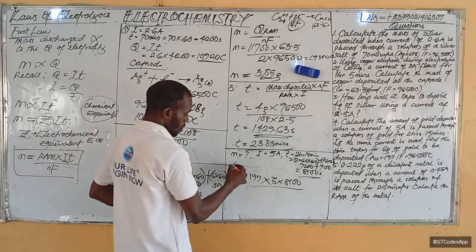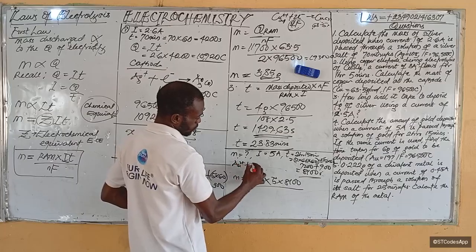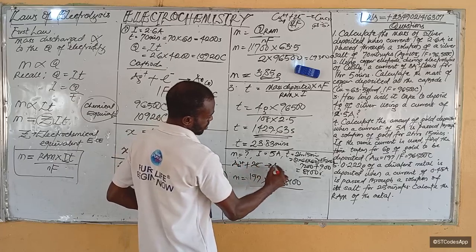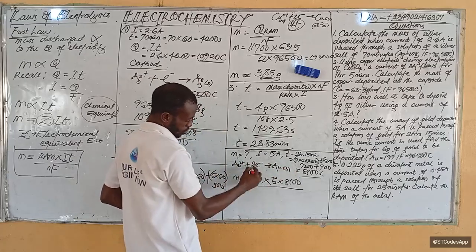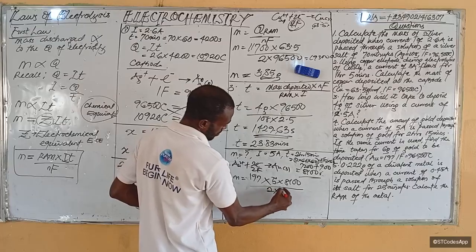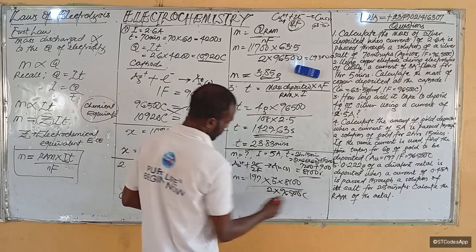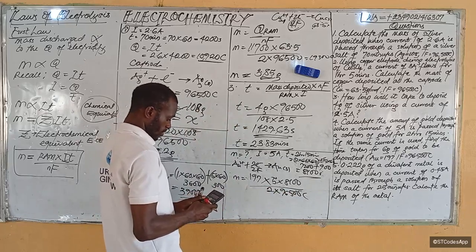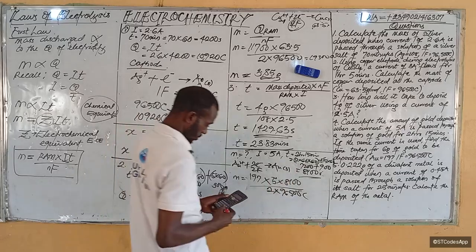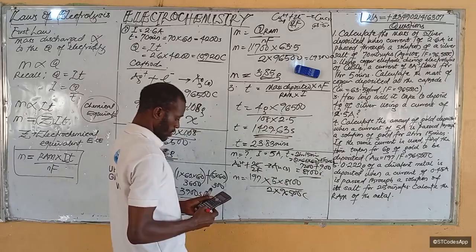So to deposit gold is Au2+ plus 2e- to give Au solid. So we need 2F, right? So that will be 2 times F, which is 96,500 coulomb. Exactly. Now, that becomes 197 times 5 times 8100. Is it 8100? Yes.